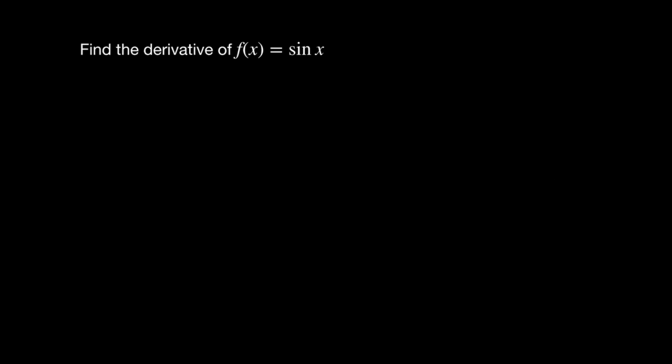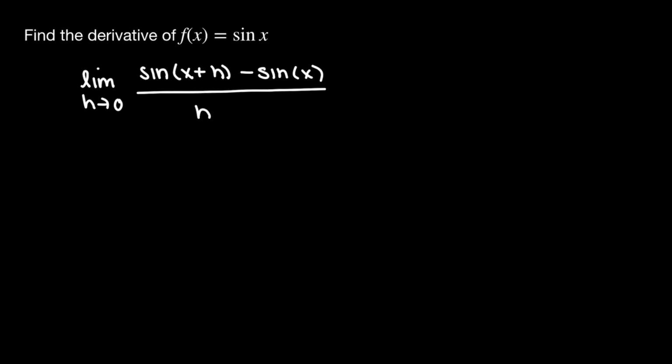Let's talk about derivatives of trig functions. I'm going to start by deriving the derivative of f(x) = sin(x). I can use my limit definition to find the derivative. I need to take the limit as h goes to 0 of [f(x+h), which is sin(x+h), minus sin(x)] all over h.